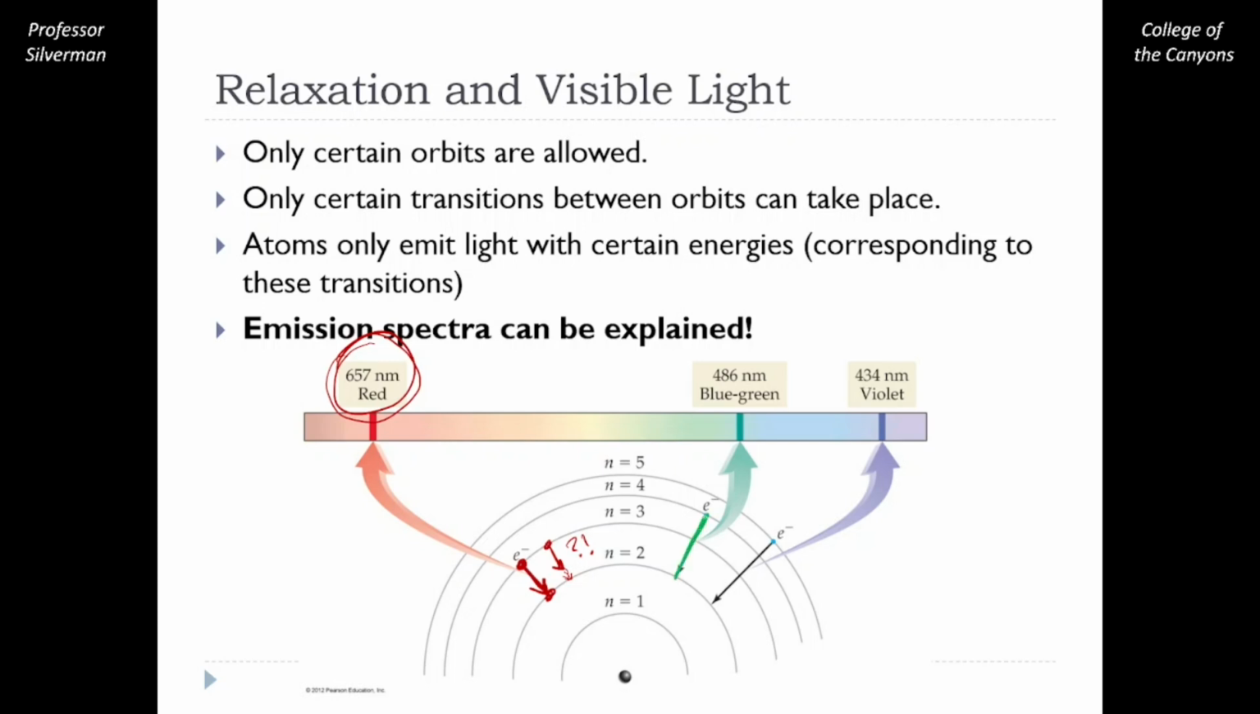Likewise, the transition from 4 to 2 corresponds to a color of kind of this teal, blue, green. From 5 to 2 ends up emitting this blue, violet kind of color. And not pictured on this image, but you can also have a transition from 6 down to 2, which ends up being right on the edge of what we can see with our eyes, maybe around 410 for that purple transition.